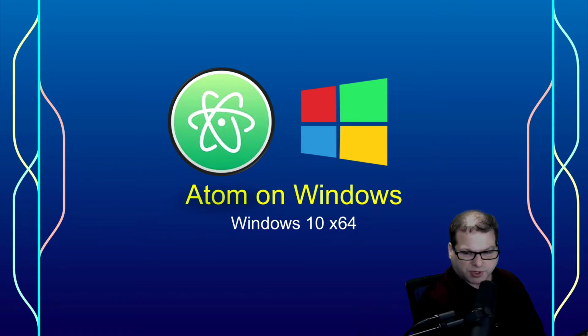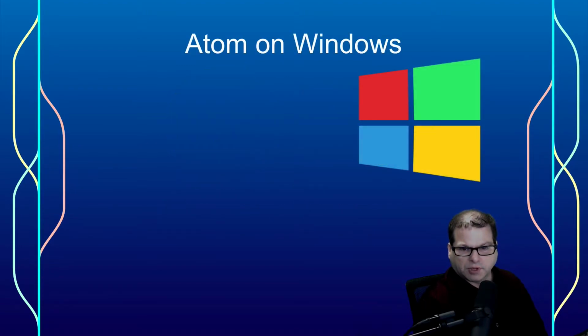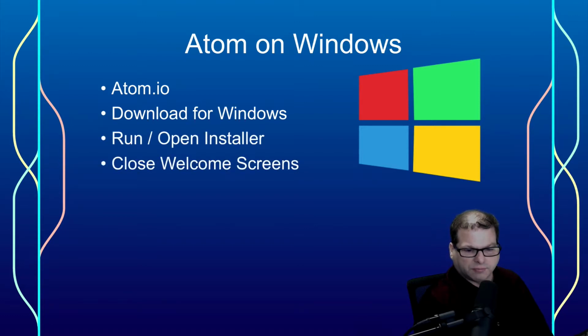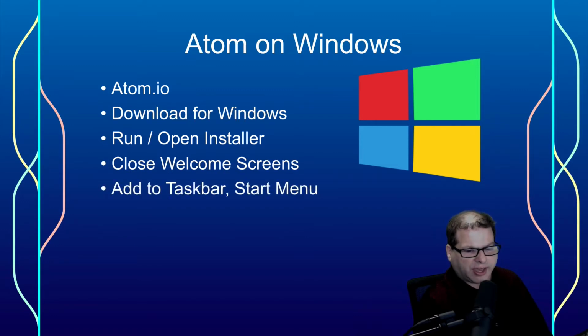Alright, let's do this on Windows. On Windows, we simply go to atom.io. The website should detect that you are running Windows and provide you the appropriate download link. Click on the button for Download for Windows. Simply run or open the installer, and after the installer has completed, Atom will be launched, and once Atom is open, simply close any of the welcome screens that greet you. I also like to add Atom to my taskbar and the start menu.